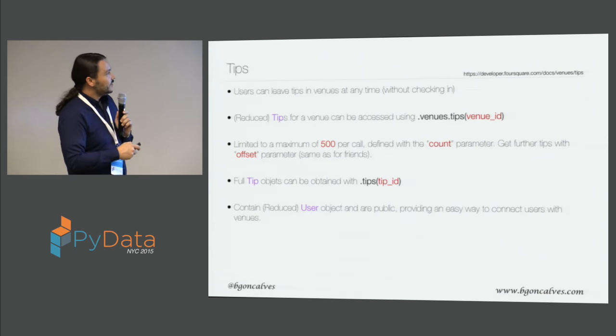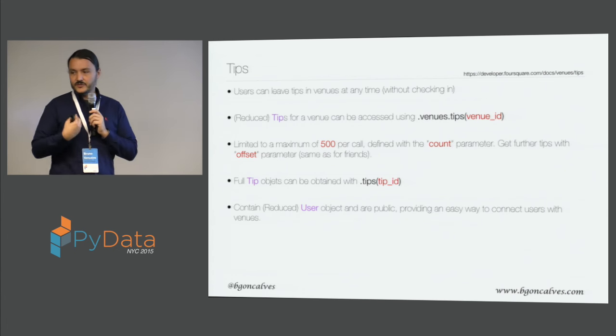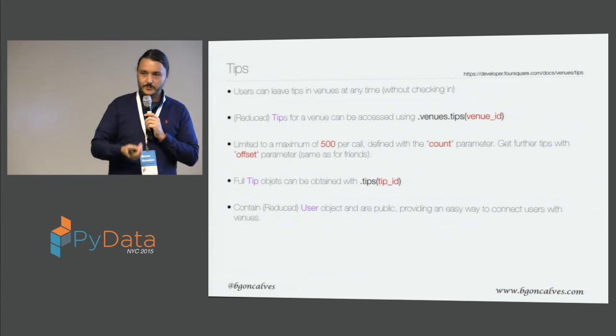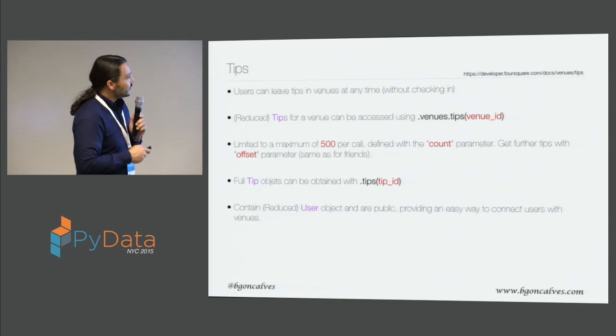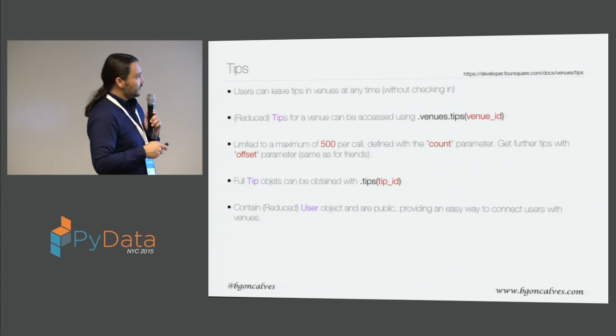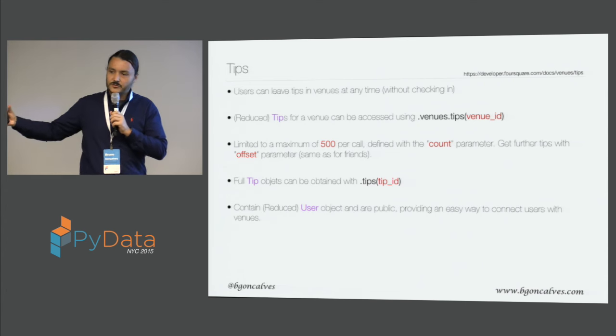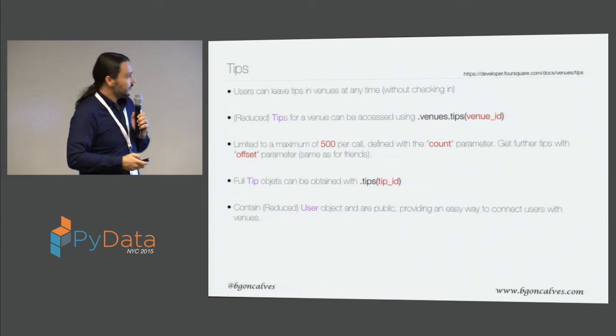Now, tips. Users can leave tips in venues at any time. This means that they don't need to check in. You can leave a tip on Mount Everest right now, even though you're not on Mount Everest. Reduced tips for a venue can be accessed using venues tips. Reduced tips means that they don't give you the entire tip object. They just give you a limited set of information.